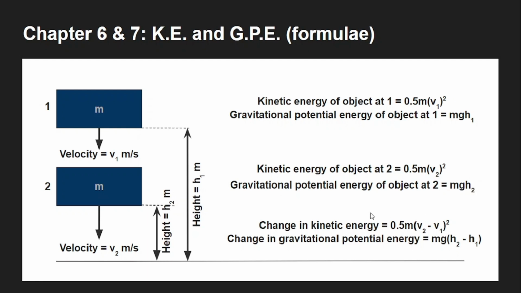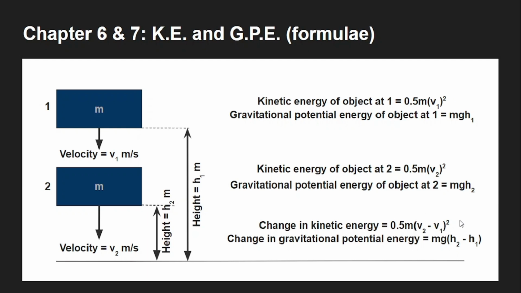And essentially, if I wanted to calculate the change in kinetic energy, it's going to be half mv2 squared minus half mv1 squared. Because the half and the m remain constant, the mass of the body is not changing, the half is a constant anyway. It would just be half m multiplied by the square of the difference in the two velocities.